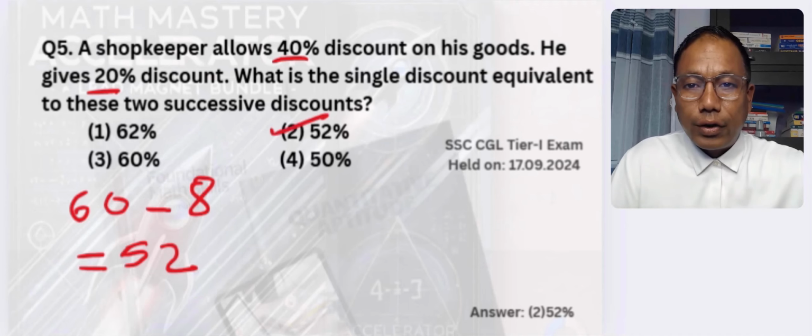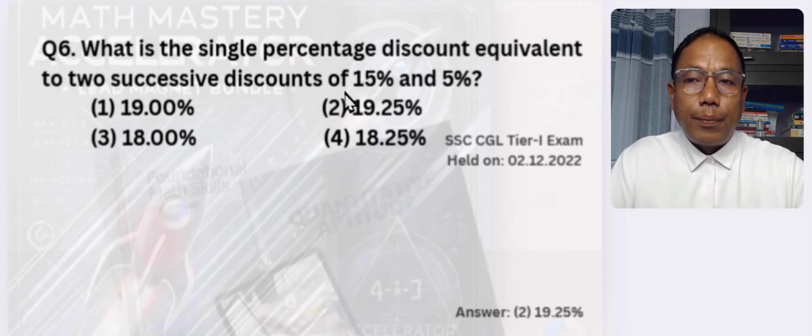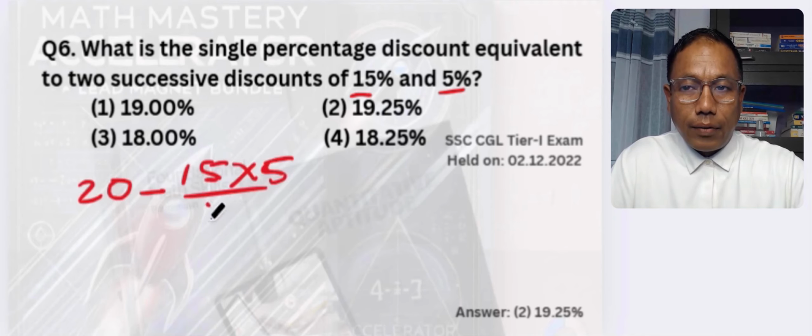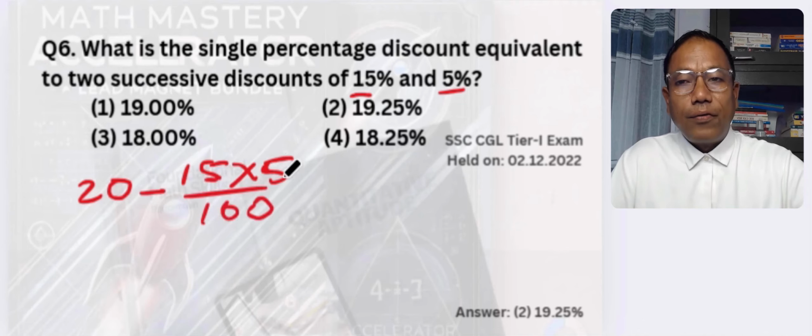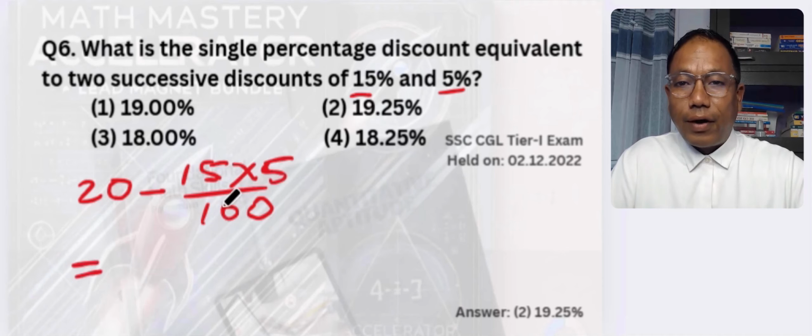Now let's solve question number 6. What is the single percentage discount equivalent to two successive discounts of 15% and 5%? 15 plus 5, that is 20, minus 15 into 5 divided by 100. Don't cancel with 5 and 100 because we can cancel with 100 when we have unit digit 5 and an even number. This time don't cancel it because dividing with 10 or 100 is much easier than dividing by some other number.